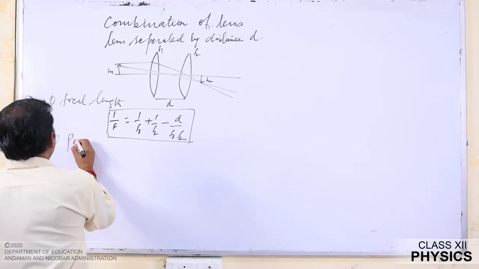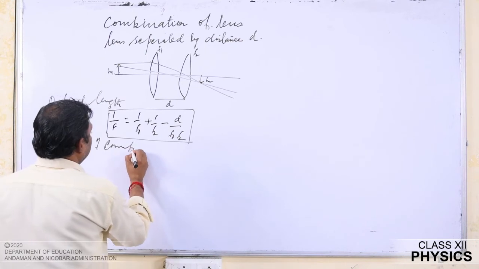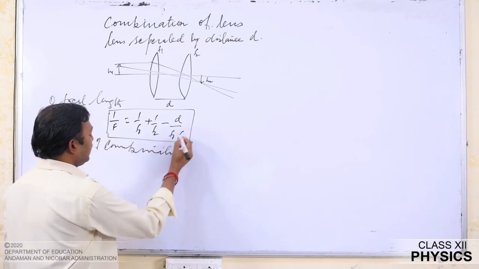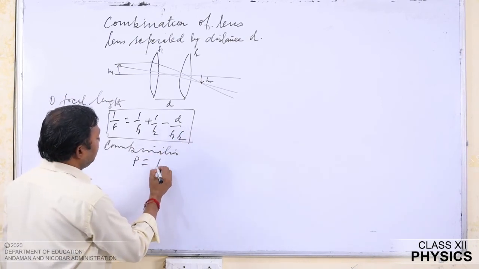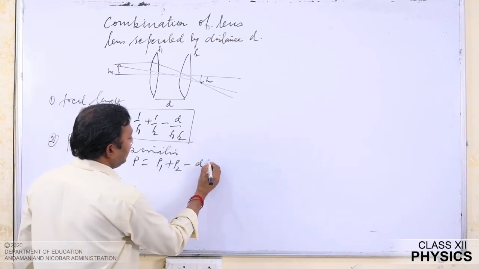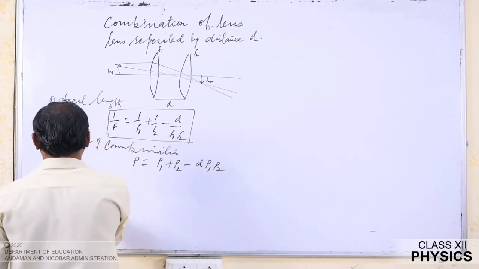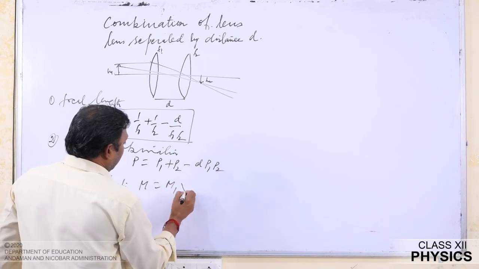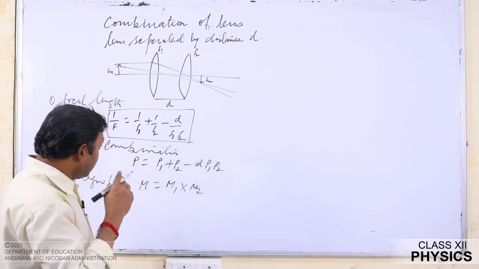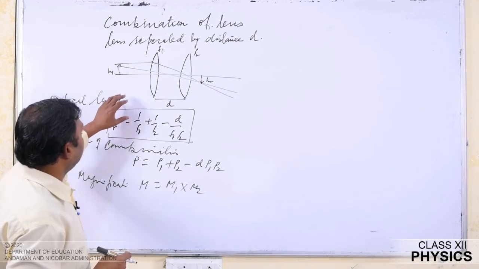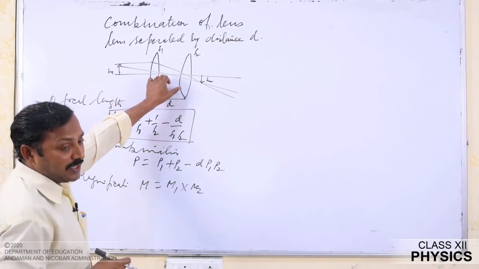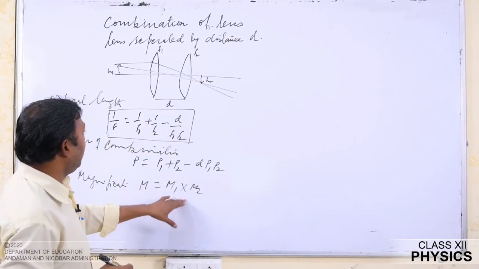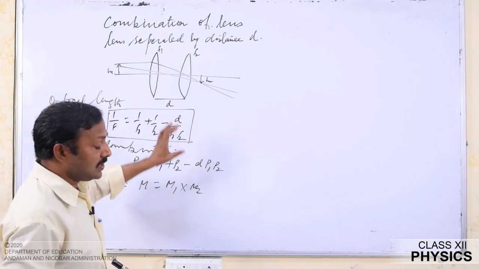So next we will see the power of the combination. Here we know that 1 by f is equal to power. So from this expression we get P is equal to P1 plus P2 minus d P1 P2, and the magnification of the combination is equal to m1 multiplied by m2. So from these three expressions we see that there will be a change in focal length when the two lenses are separated by some distance compared to when they are in contact. Similarly, the power of the combination will also change when they are separated, but the magnification will remain the same whether the lenses are separated by some distance or combined together.